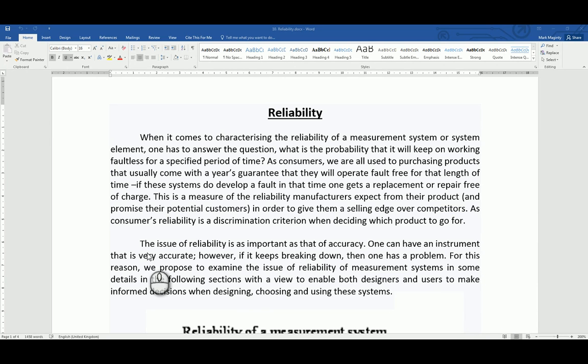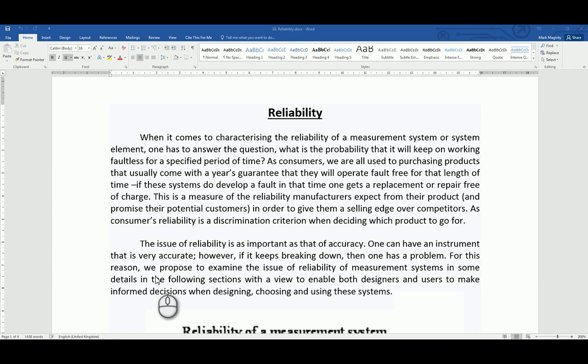So the issue of reliability is as important as that of accuracy. How accurate something is, basically how long it's going to last and do the same thing over and over again. Sort of relates a little bit into repeatability as well, how reliable something is. One can have an instrument that is very accurate, however, if it keeps breaking down, then we have a problem. And obviously you can say it the other way around as well, that it's very reliable, it keeps giving you a reading all the time, but it's not a very accurate reading. You know, one's as bad as the other.